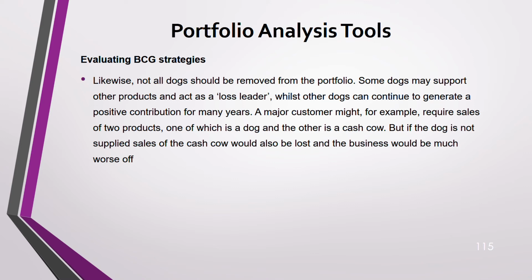You just have one customer, and it requires sales of two products. One is a dog, the other is a cash cow. Correct? But if the dog is not supplied, what happens to the sales of the cash cow? You're going to lose it, no? And the business will be much worse off. So to continue with the sales of the cash cow, you should have the dog as well, because he requires the product of the dog as well as the cash cow. The customer needs both, the major customer.